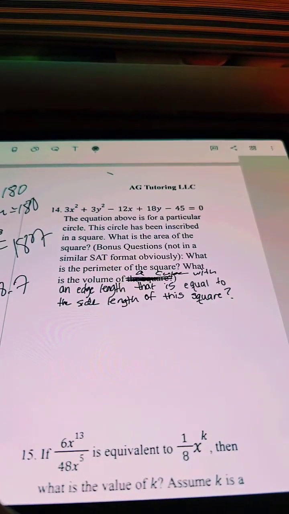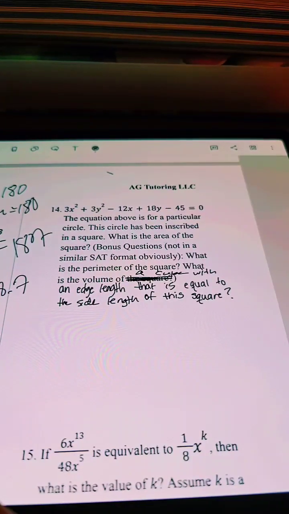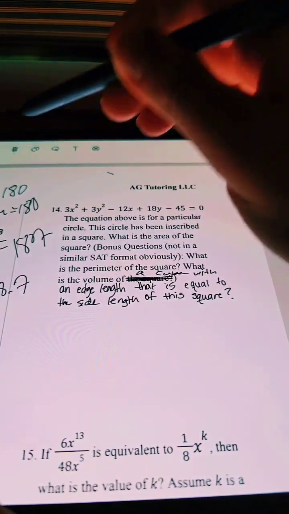Okay, so let's keep going. Number 14. Here we have the equation for a circle, and the circle is being inscribed in a square. What that means is, let me draw it.